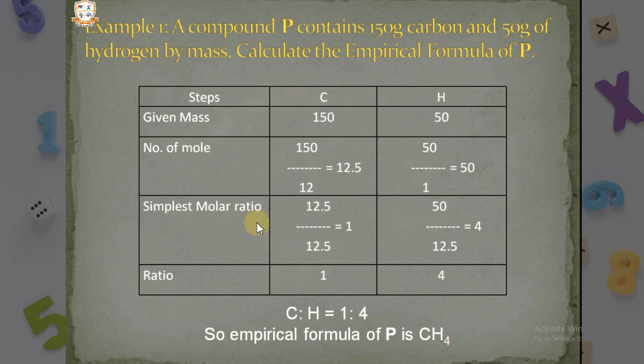Now the next step, simplest molar ratio. How to find out the simplest molar ratio? From these two values, we have to find out which one is smallest. Here carbon's mole is smallest, 12.5. So we take this one and divide both values by it. So 12.5 divided by 12.5 and 50 divided by 12.5 gives you 4. So for carbon we have 1 and for hydrogen we have 4. So the ratio is 1 to 4. For the empirical formula of P, we can use the subscripts: CH4. 1 we normally never write, so CH4.